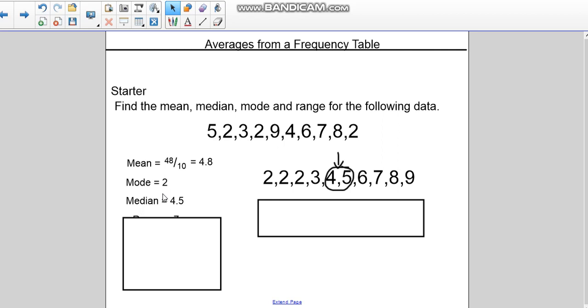And the last thing we need to find out is the range, and again with it in order, that makes it nice and easy because it's the highest number take away the lowest number, so 9 take away 2 is 7. So hopefully you've got those correct, and that's helped you with the mean, median, mode.